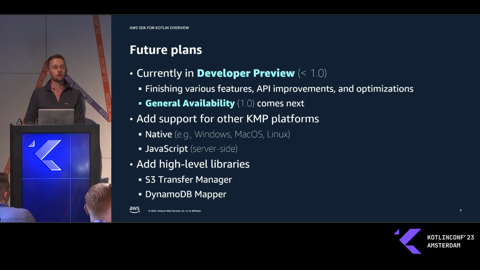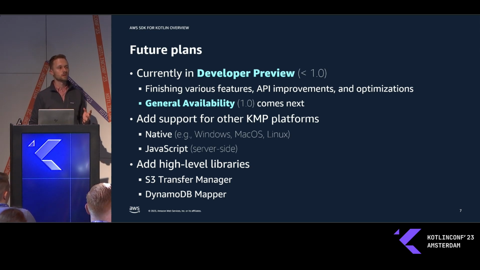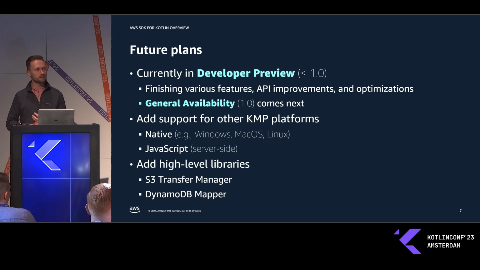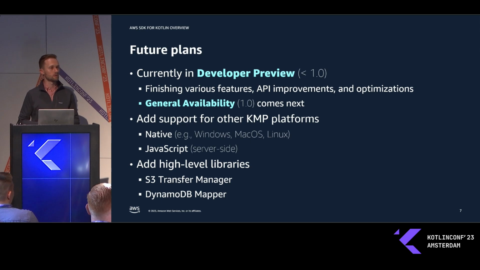Future plans. So right now, the AWS SDK for Kotlin is in developer preview. Its version numbers are less than 1.0. You saw in my Gradle configuration, it's something like 0.21.4 right now. What that means is that we're still finishing up various features for some niche use cases. We're making some API improvements to make sure it's as easy and idiomatic to use as possible, and we're doing some performance optimizations to make sure it runs as well as possible in a bunch of different environments.